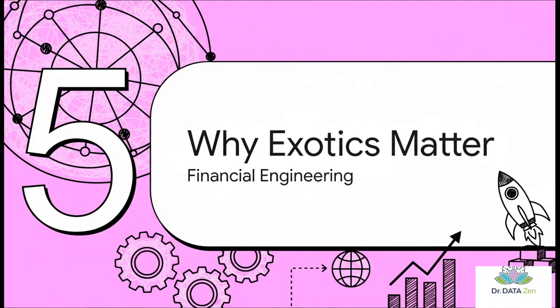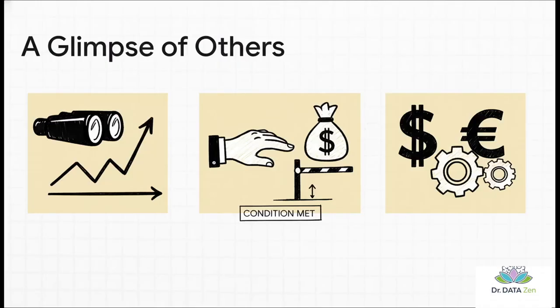Okay, for our last section, let's pull the camera back. We've seen a few specific examples, but what's the big picture here? I mean, why does the financial world even need these complicated, engineered products? You know, what we've covered today is really just the tip of the iceberg.